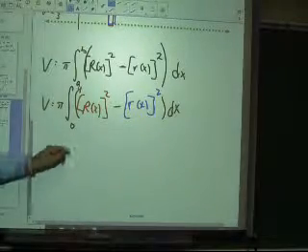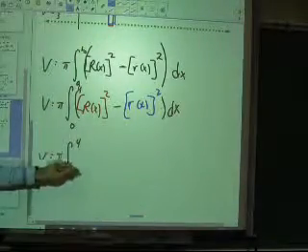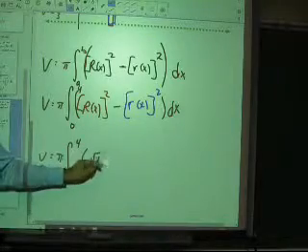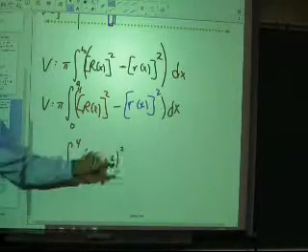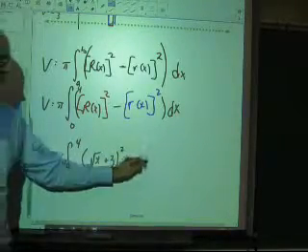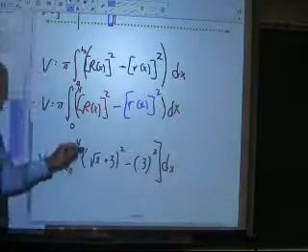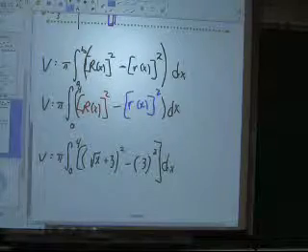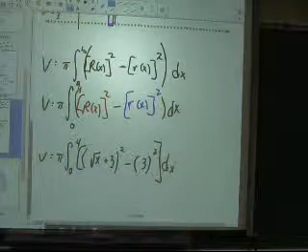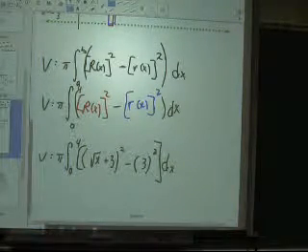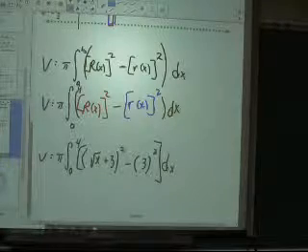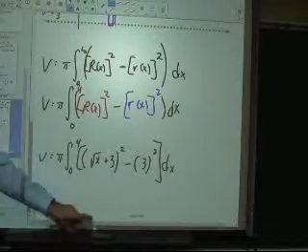Volume equals pi times the antiderivative from 0 to 4 of the square root of x plus 3, which is our capital R of x squared, minus 3, which is our little r of x squared, differential dx. There's our equation, and we just work it out. Questions about this?